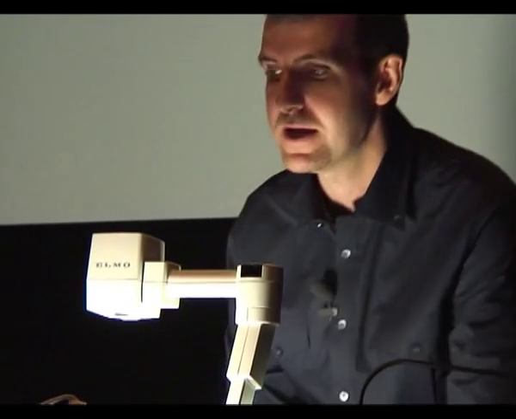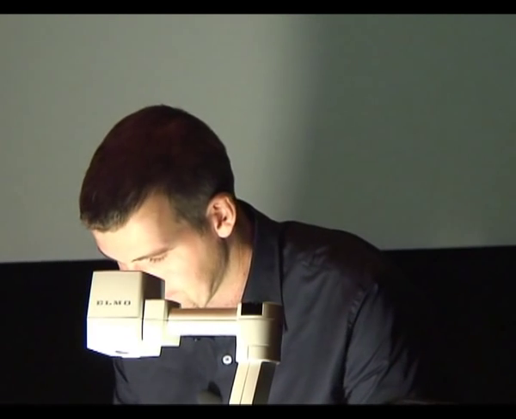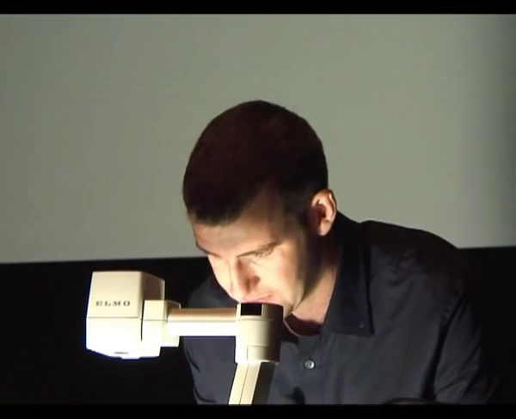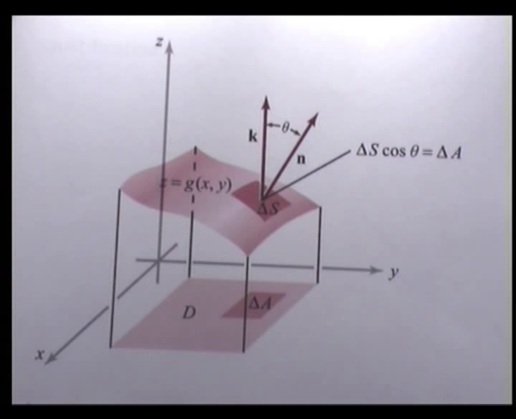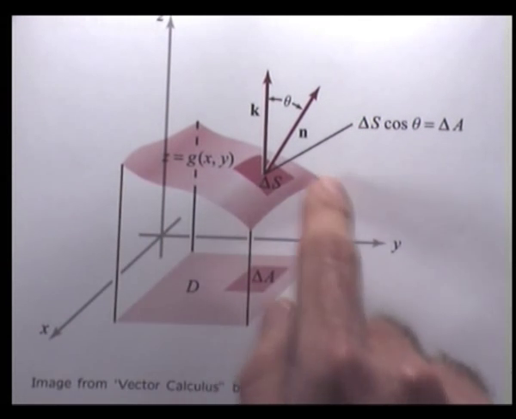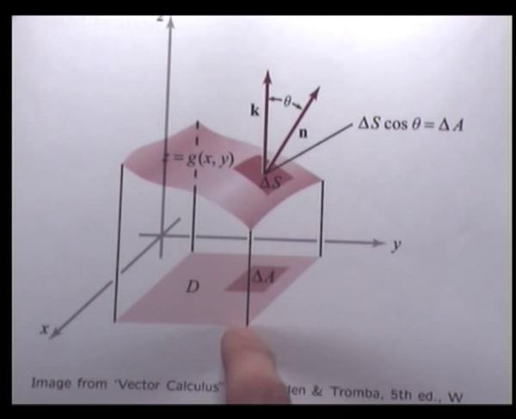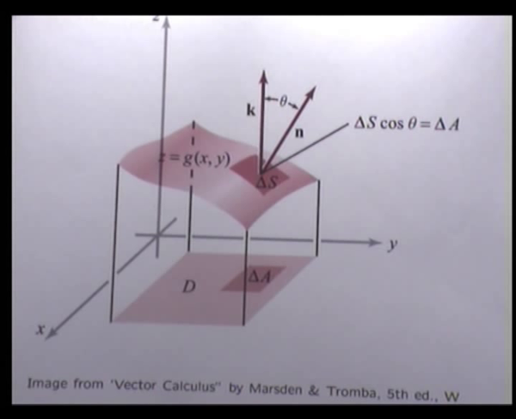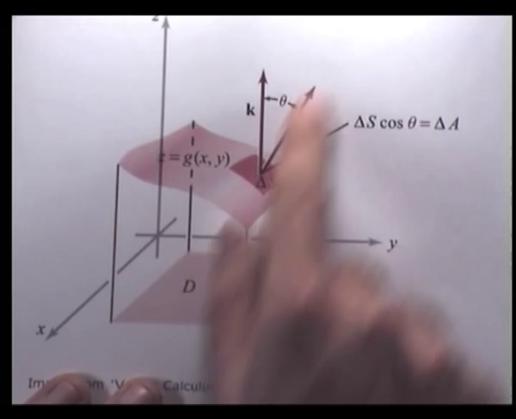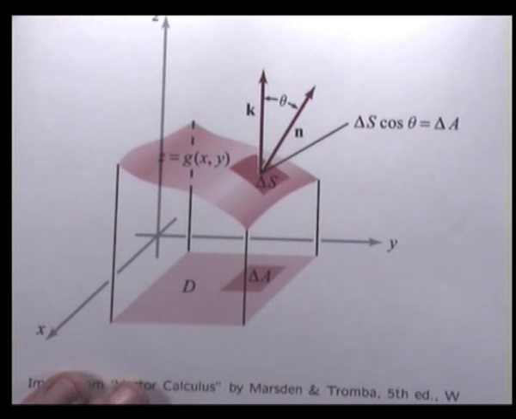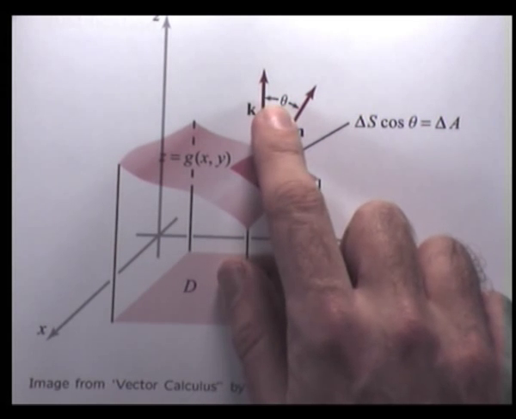All right? So what do I mean when I say that? Well, I'll give you a look. Consider the following. Okay? Here's our surface, and here's the domain. Well, basically, in this case, it's just the projection of the surface onto the xy plane. All right? Now, in this picture, here's the unit vector k. Here is a normal vector to the surface. It doesn't necessarily have to be a unit vector. Any vector will do here. And the angle between these two vectors is denoted by theta.